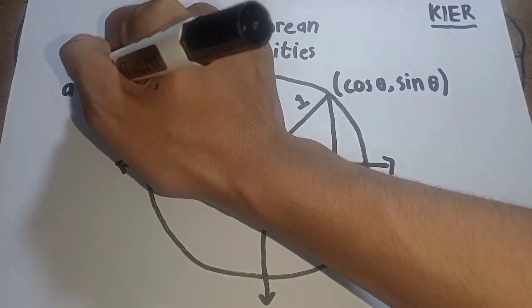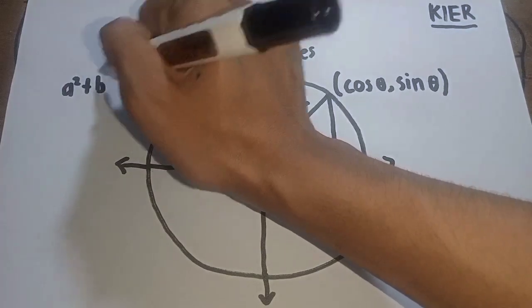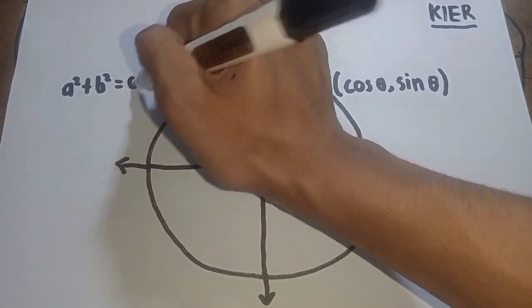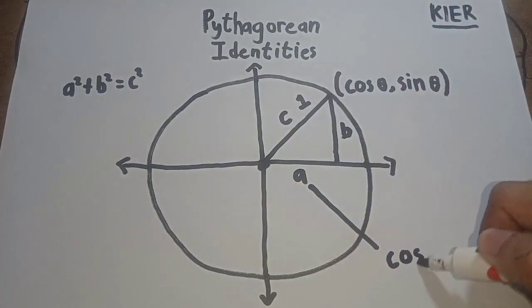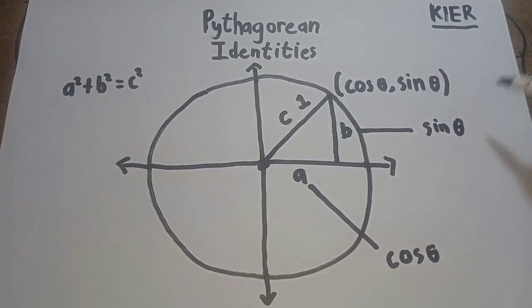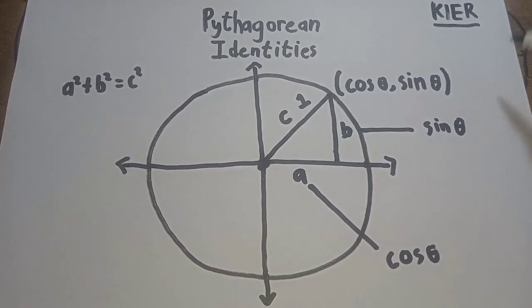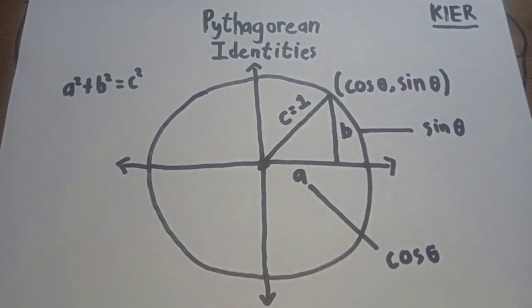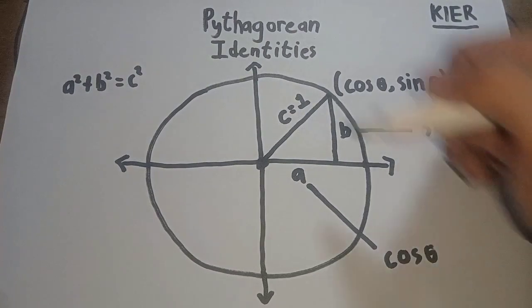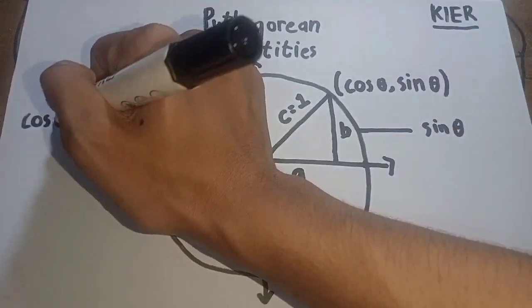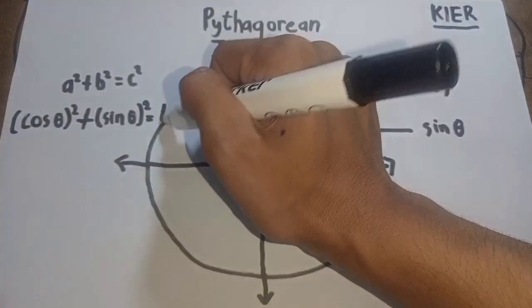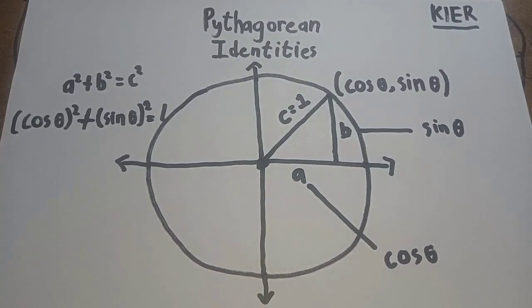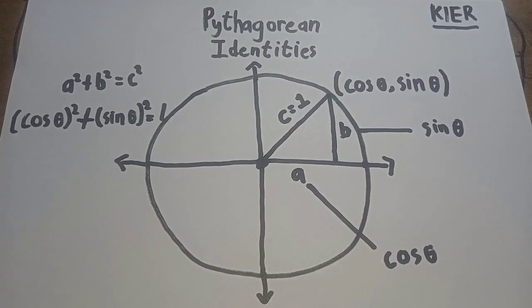The Pythagorean theorem states that in a right triangle, the square of the hypotenuse equals the sum of the squares of the other two sides. The hypotenuse is c. The legs of the triangle are cosine theta and sine theta. This is a unit circle, a circle with a radius of 1 centered at the origin on the coordinate plane. Substituting a is equal to cosine theta, b is equal to sine theta, and c is equal to 1, we get cosine squared theta plus sine squared theta is equal to 1.